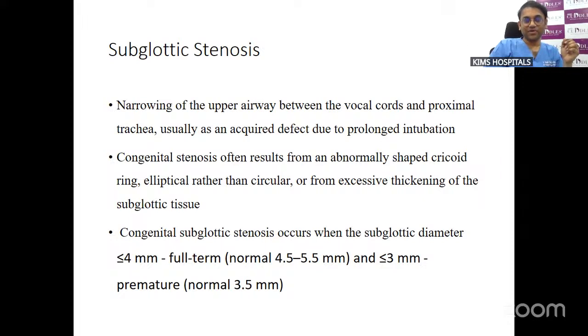Congenital stenosis happens because of an abnormally shaped cricoid ring. It can be elliptical rather than circular, or an excessive amount of subglottic tissue can lead to the subglottic stenosis. Congenital subglottic stenosis is diagnosed when the subglottic diameter is less than or equal to 4 mm in a full-term baby. The normal is 4.5 mm. Or if it is less than 3 mm in a premature baby, where the normal lower limit is 3.5 mm, then it is called congenital subglottic stenosis.